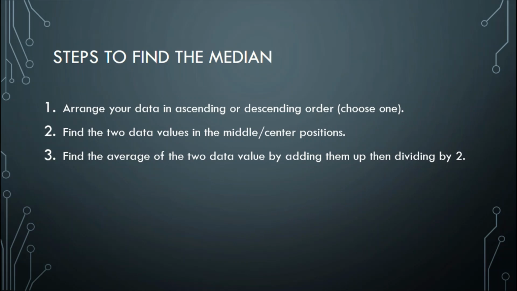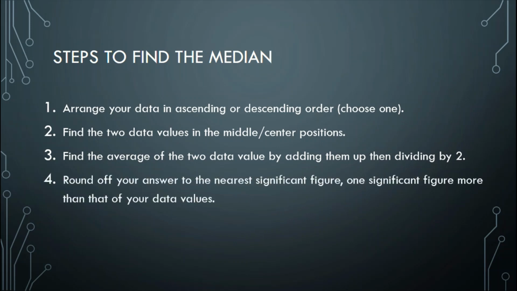Thirdly, find the average of the two data values by adding them up and then dividing them by 2. This is simply how we find the average, or the arithmetic average, or the mean of the two data values.